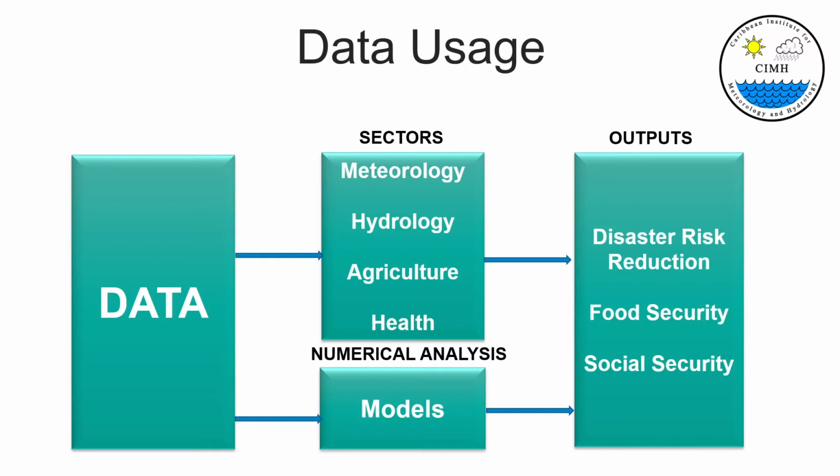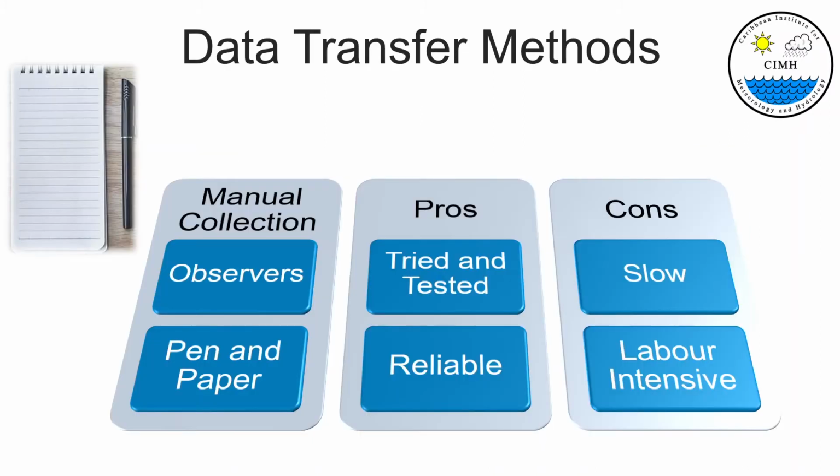So, how do we go about collecting this data? We are going to look at some data transfer methods and weigh the pros and cons. Manual collection. Observers go into a station to collect data. For example, observational plot. They would usually take a pen and paper. This is how it was done, and it's tried and tested, and it's reliable. However, data collection is slow and labor intensive, and it's usually done at fixed intervals.